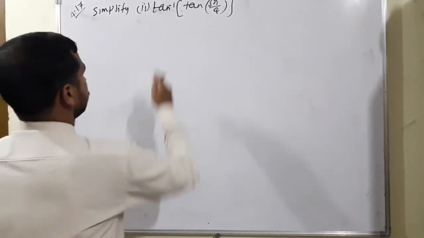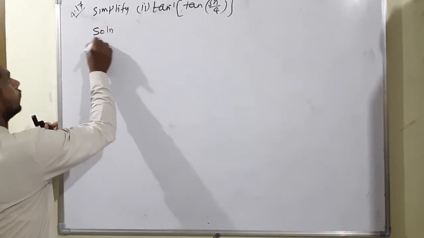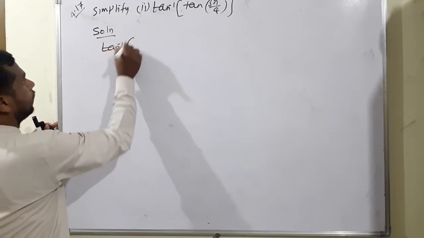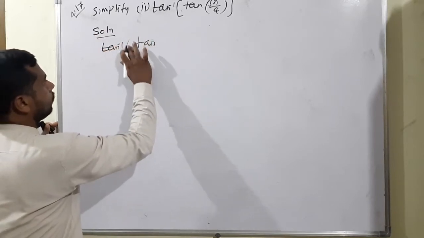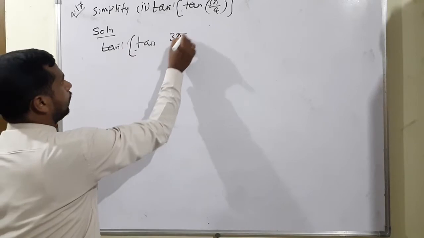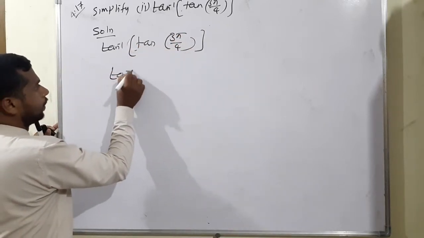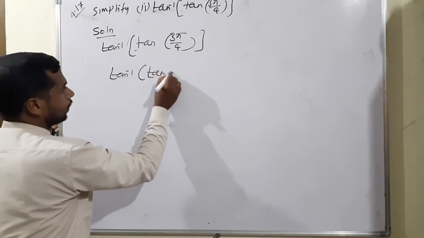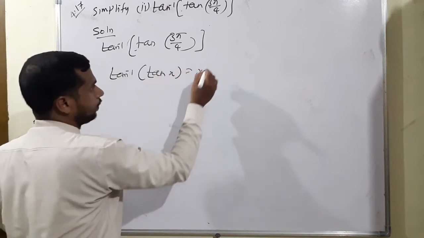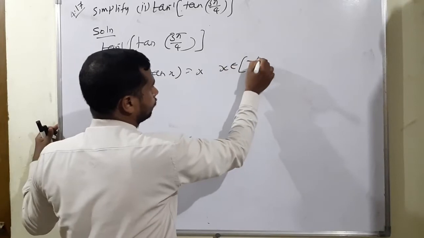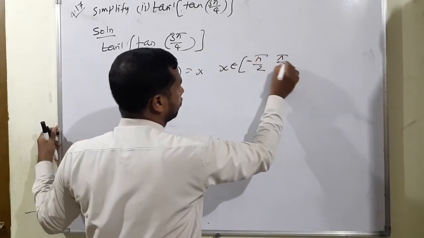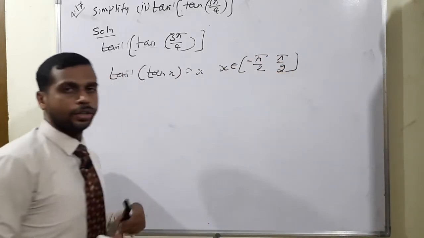Moving to subdivision 2 question. Solution: tan inverse of tan of 3 pi by 4. What is the property for tan inverse? Tan inverse of tan x is equal to x when x belongs to negative pi by 2 to positive pi by 2. That is, negative 90 to positive 90 degrees.